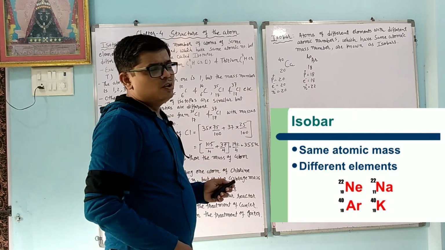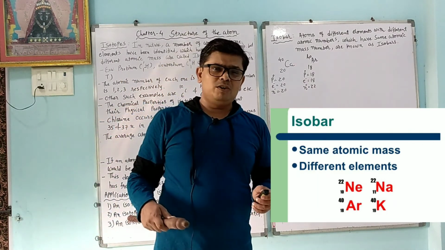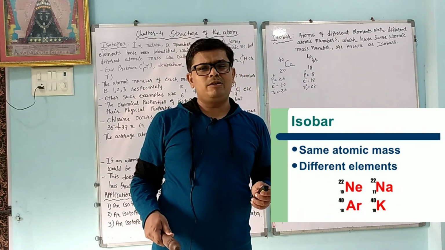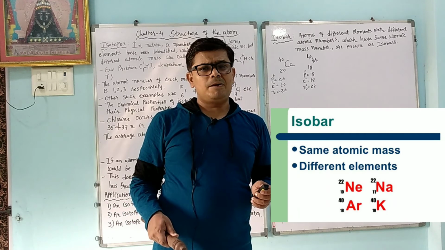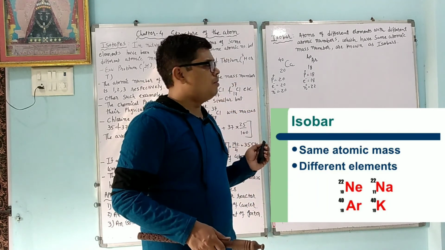So we can say that isobars are atoms of different elements whose atomic masses are the same, but atomic numbers are different. They are called isobars.